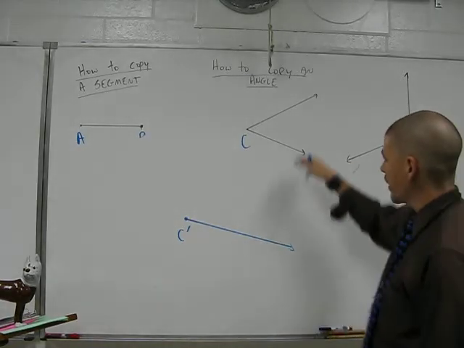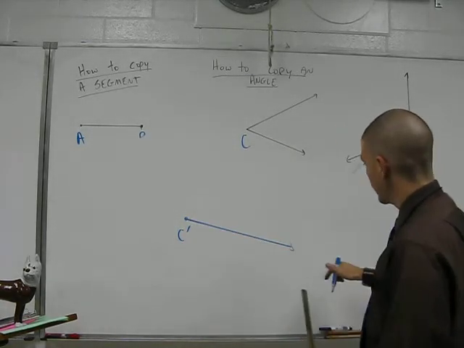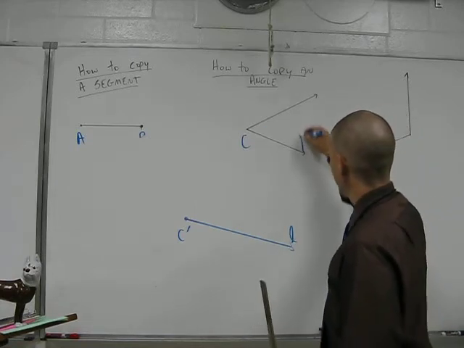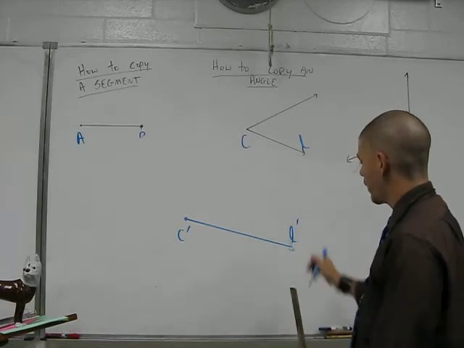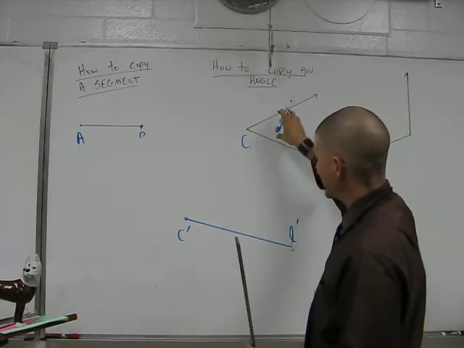Now, I don't care about all these letters, but I know that this right here, let's call this ray L. So this ray was L, so that makes this L prime, because L prime came from L, right? Now I'm going to copy this exact angle.